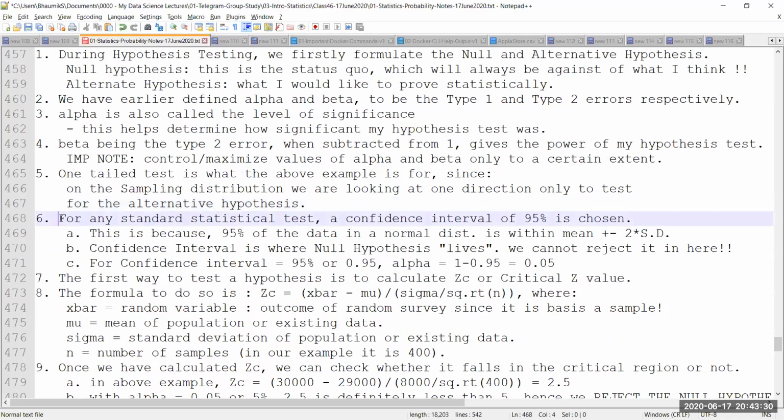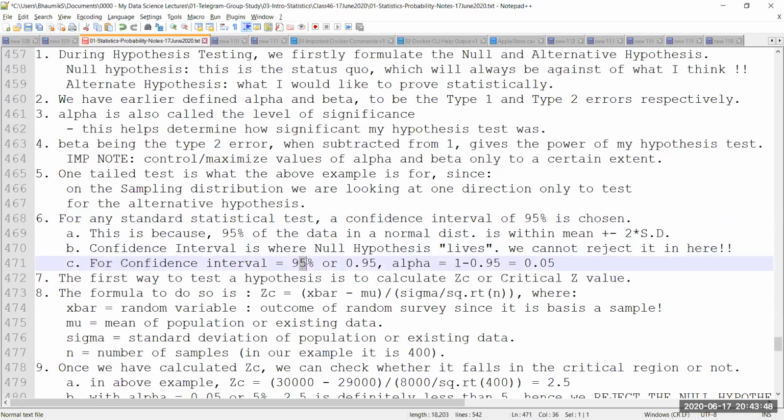Then the next point is, for any statistical test, a confidence interval of 95% is chosen. Why is this chosen? Because 95% of the data in any normal distribution is within mean plus minus 2 standard deviations. Confidence interval is where the null hypothesis lives. We cannot reject it in there.